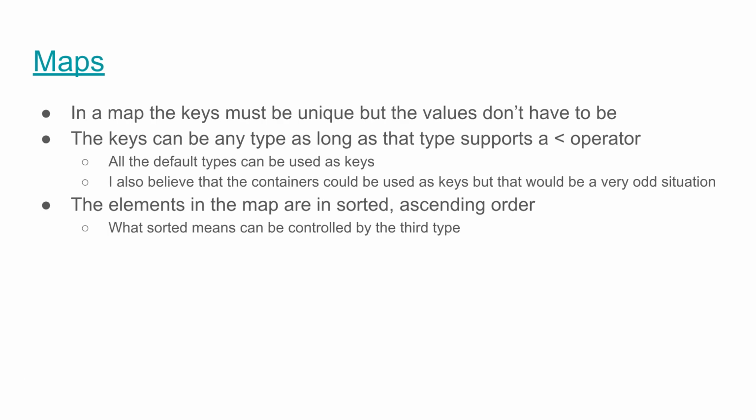In a map, the keys have to be unique, but the values don't have to be. The keys can be pretty much any type as long as they support operator less than. This is not 100% true. If you supply a comparison function, you can use any type that you want. I think you could also use the containers as a key if you wanted to, but I'm not sure when you would have a vector as the key. It would be really weird, but it may or may not be possible. I've never run into that situation.